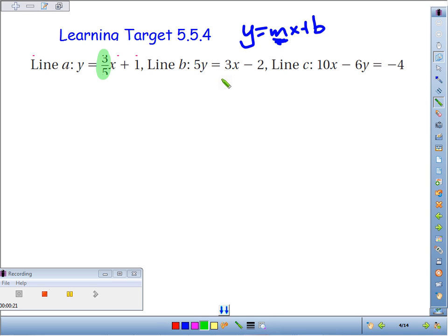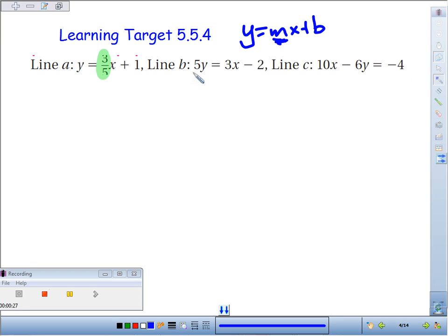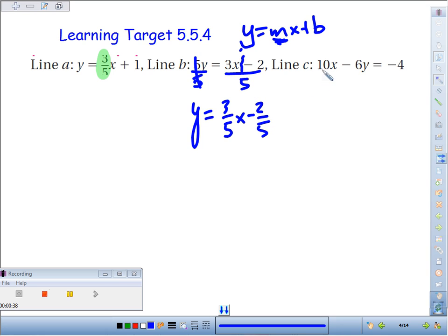Sometimes people look at line B and say, oh, the slope's 3 because that's the number in front of x. Well, first step, you need to get y by itself and divide by 5 on both sides. So line B, the equation actually is y equals 3/5 x minus 2/5 after you divide. And 3x divided by 5, that's 3/5 x. And negative 2 divided by 5 is negative 2/5.